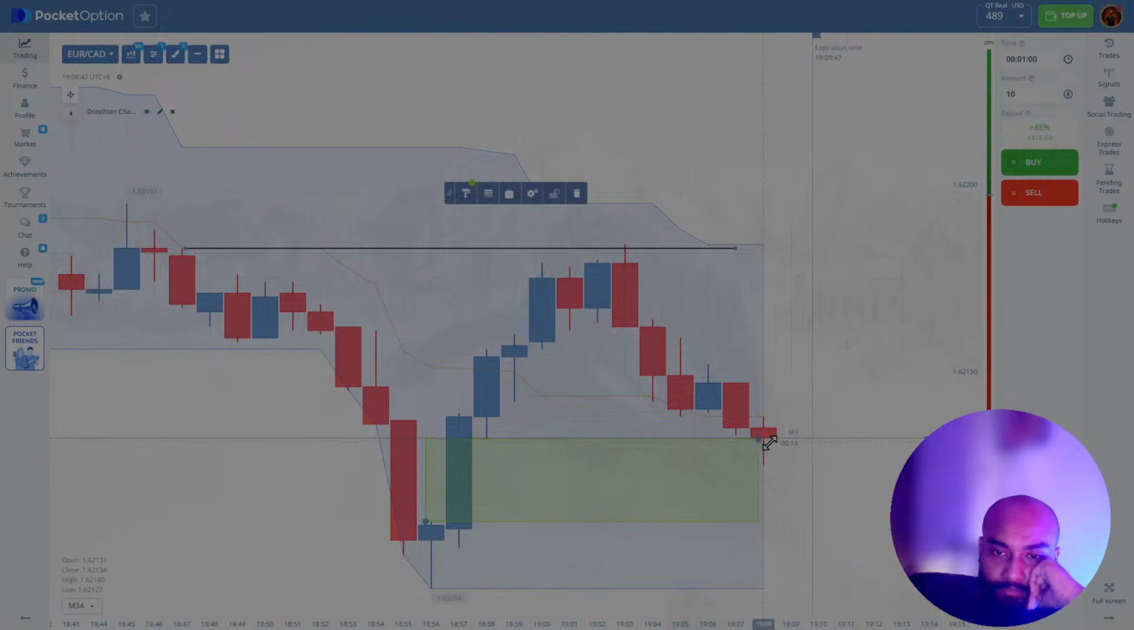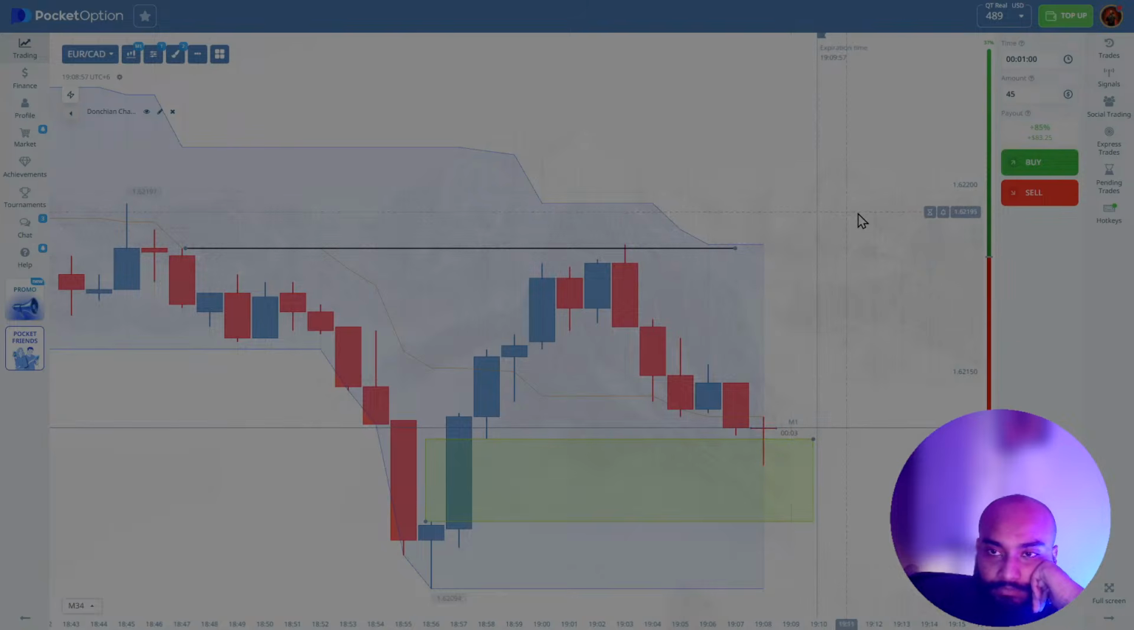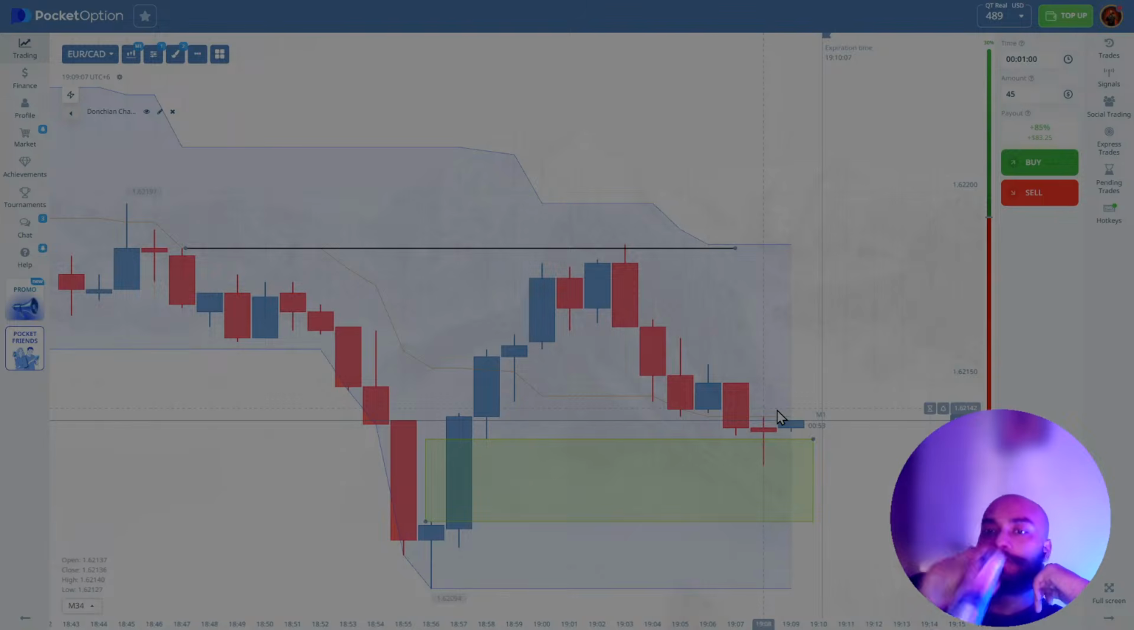Okay. I took a trade of 45 USD. It's very good. If it goes down a little bit, I'm going to place my trades. Again, nice.